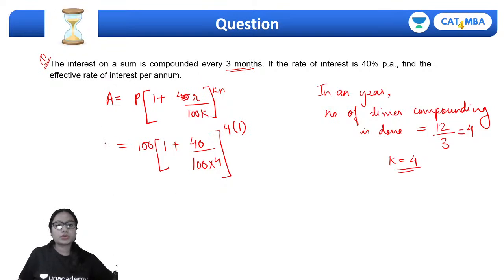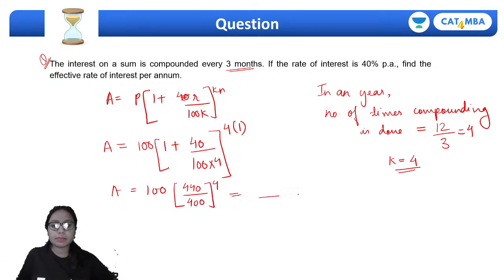Okay, so let us find the amount. So the amount would be equal to 100 into, this will give me 400. So this would be 440 upon 400 raised to the power 4. Yes, can you please simplify and tell me what would be the value of amount in this question?